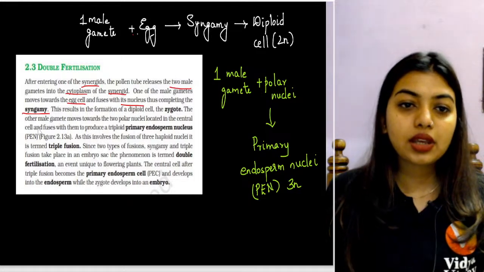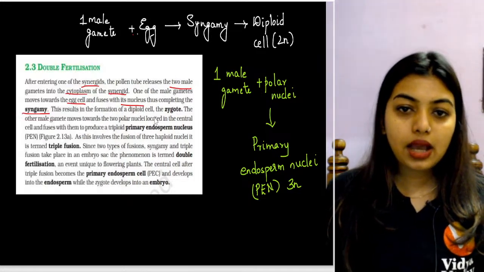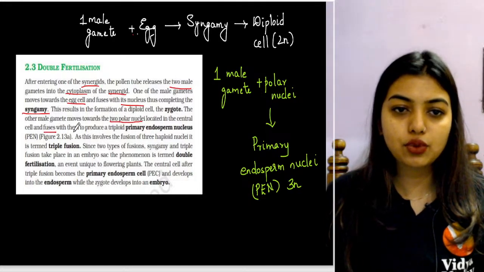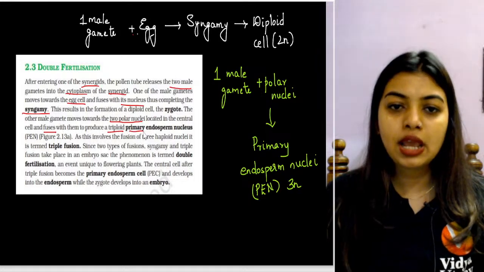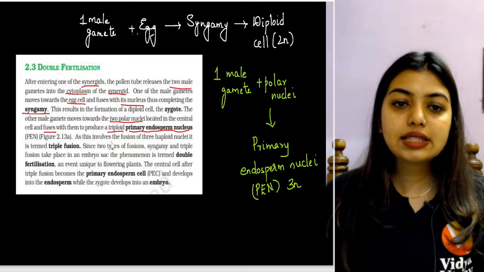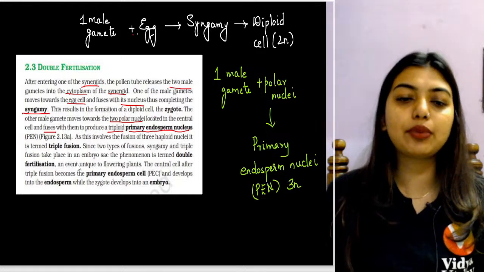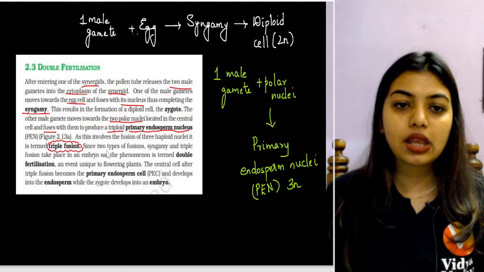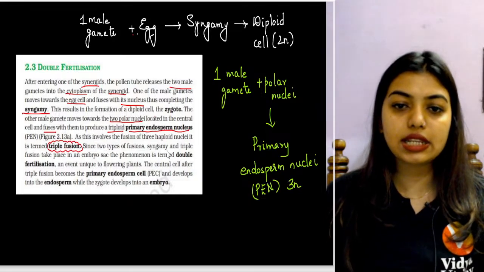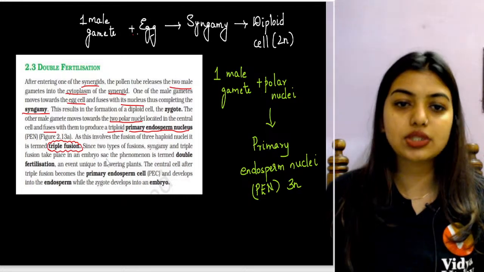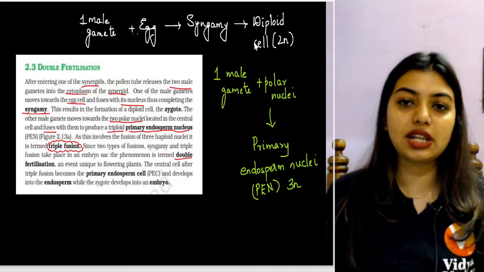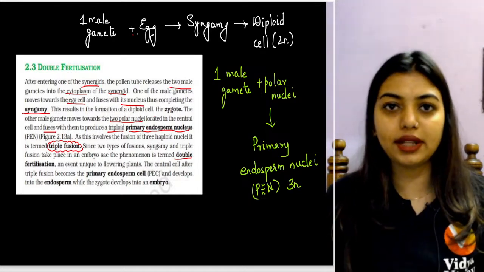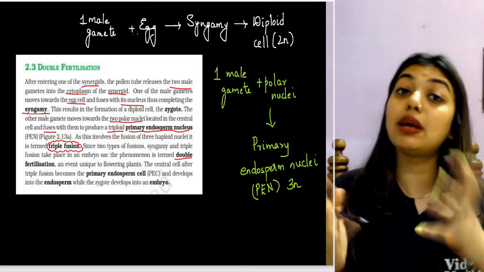Now look here. The other male gamete moves towards the two polar nuclei located in the central cell and fuses with them to produce a triploid primary endosperm nucleus. As this moves, the fusion of three haploid nuclei is termed triple fusion. Since two types of fusion, that is syngamy and triple fusion, take place in an embryo sac, the phenomenon is termed double fertilization. Students, if two people's marriage is happening in the same home, we say two people have got married, right? So it is a double marriage. Same way, double fertilization.